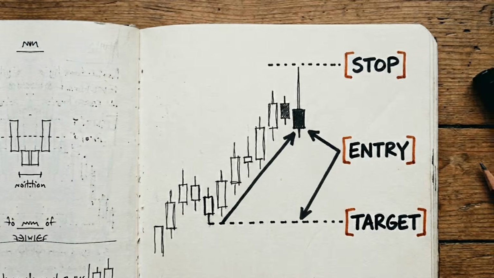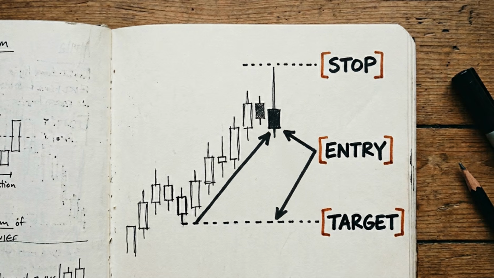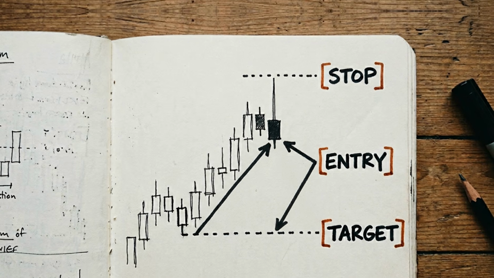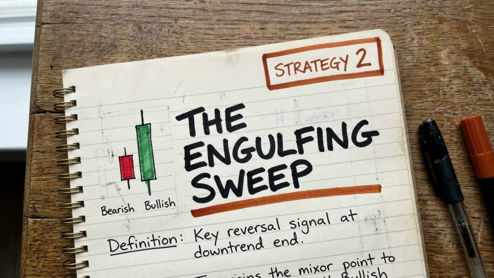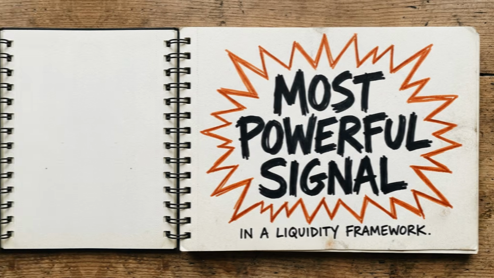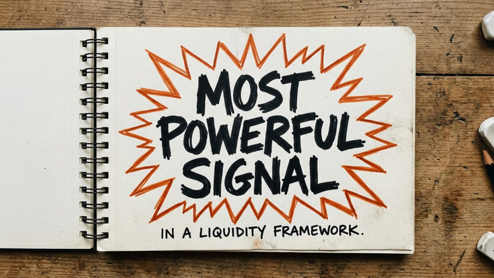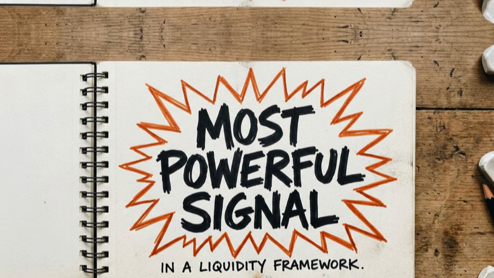Enter on the close of the rejection candle. Stop above the wick high. Target the next liquidity pool below. Strategy 2: the engulfing sweep. This is the most powerful price action signal in a liquidity framework, and almost nobody teaches it correctly.